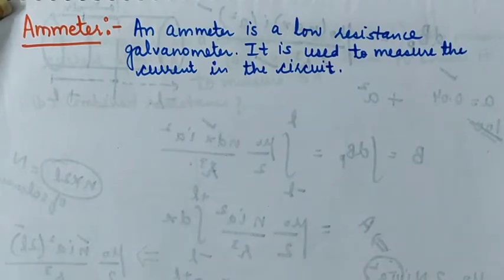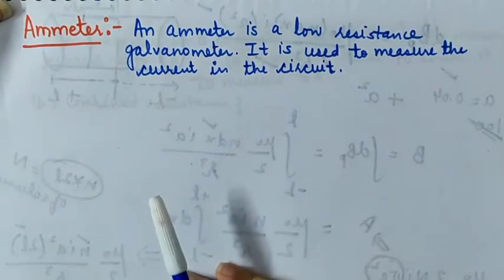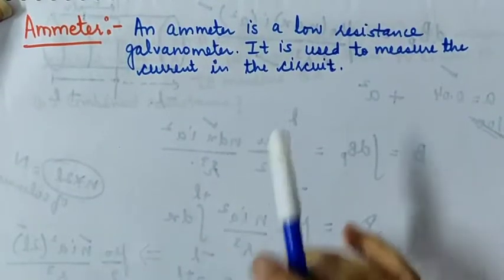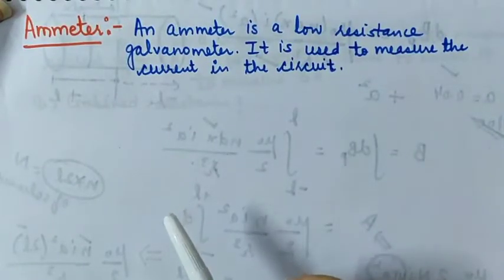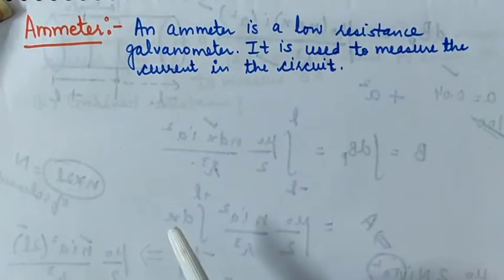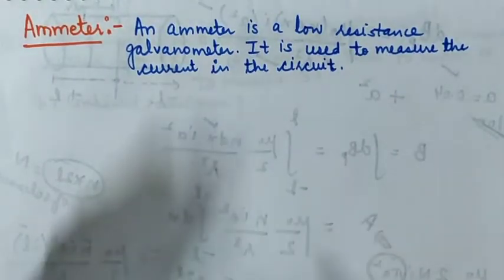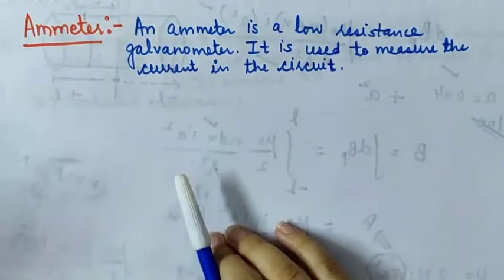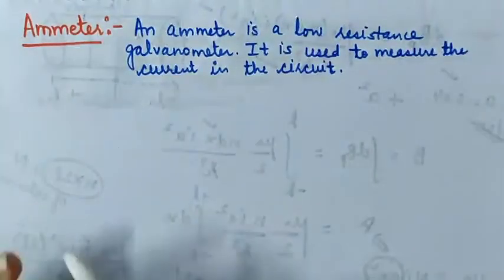Hello dear children. The topic in continuation with galvanometer that we are going to study is ammeter and voltmeter. Firstly, coming to ammeter, an ammeter is a device which is said to be the low resistance galvanometer. It is used to measure the current in the circuit. As I earlier told you, the galvanometer can note down very small values of current. So if in a circuit we want to note down large values of current, then an ammeter is used.